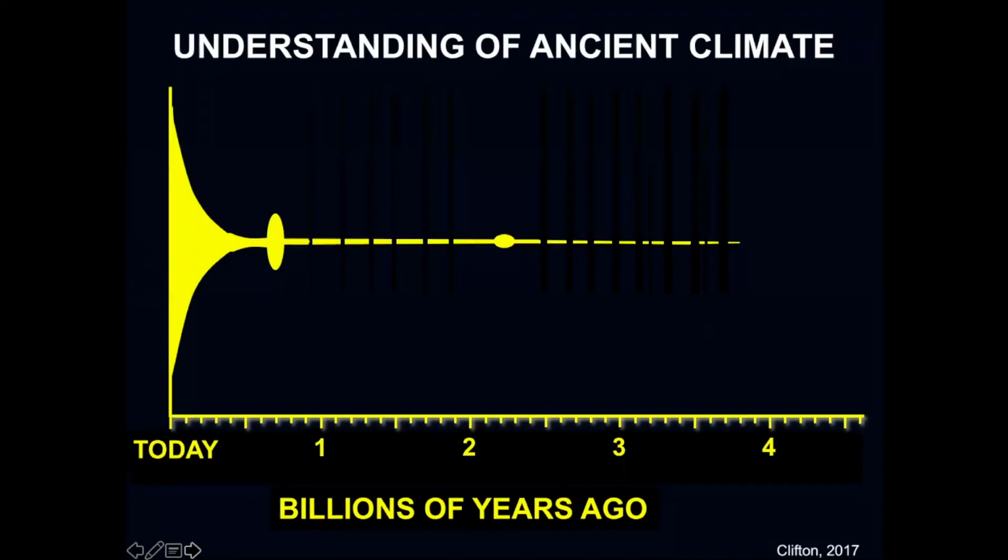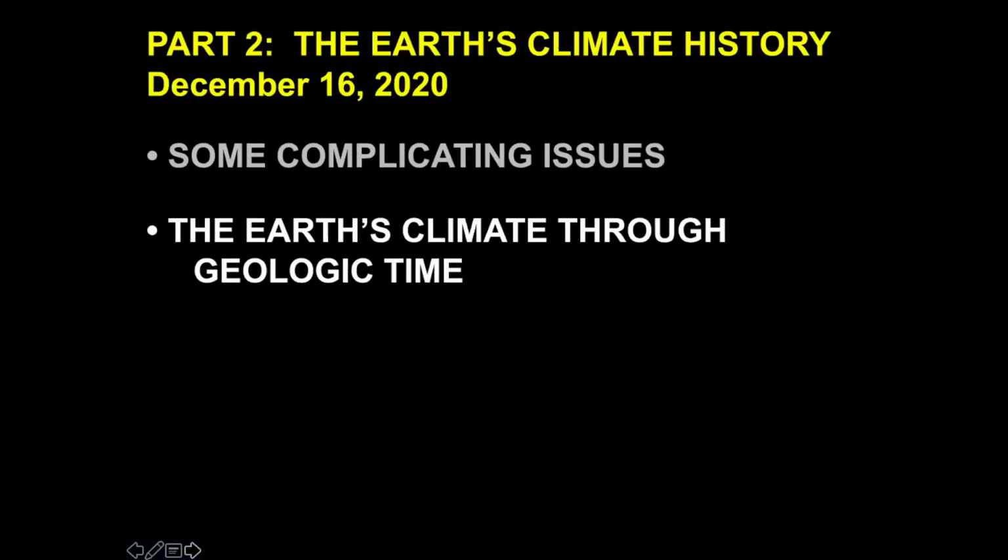So overall, I would say that our understanding of ancient climate declines markedly with age, and as we get back beyond about 500 million years, it's pretty sparse, with a couple of exceptions that I'll talk about in just a few minutes. So let's look at the Earth's climate through geologic time.